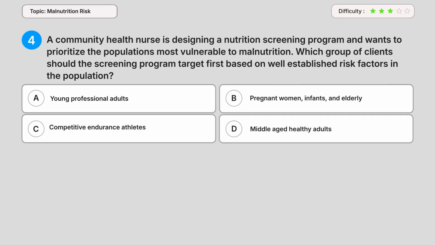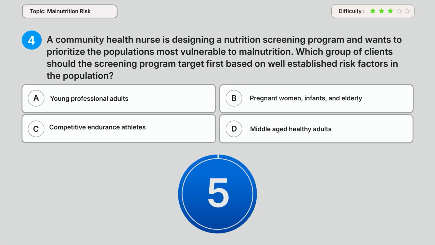A. Young professional adults. B. Pregnant women, infants and elderly. C. Competitive endurance athletes. D. Middle-aged healthy adults. What do you think is the answer?